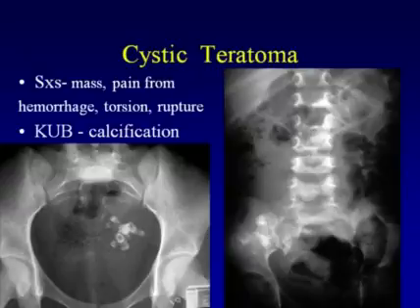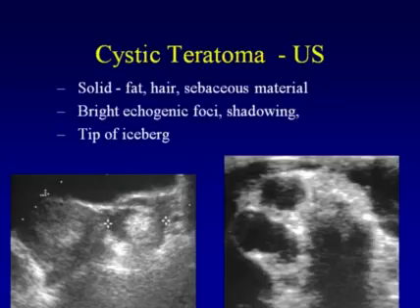They may have symptoms from bleeding, torsion, rupture. By X-ray, you may see these strange calcifications in the pelvis. By ultrasound, they can be echogenic due to the fat, hair, and sebaceous material. They may have shadows, or they may simply be the tip of the iceberg with no real way of truly measuring the size of the fatty mass by ultrasound.